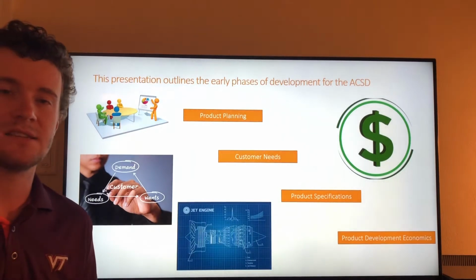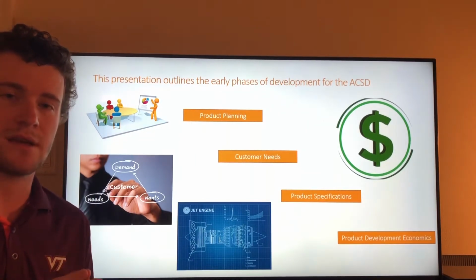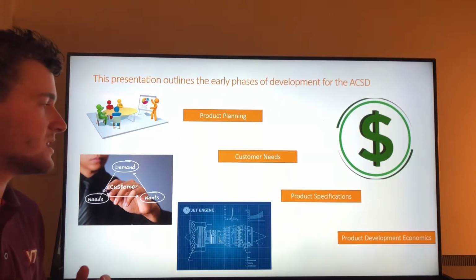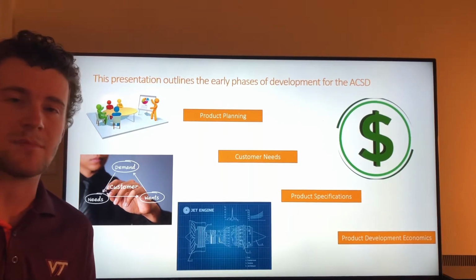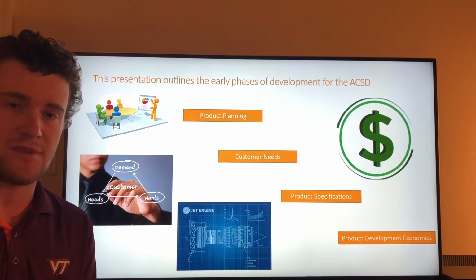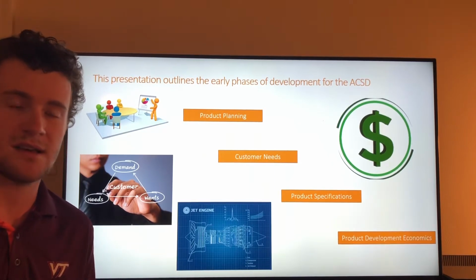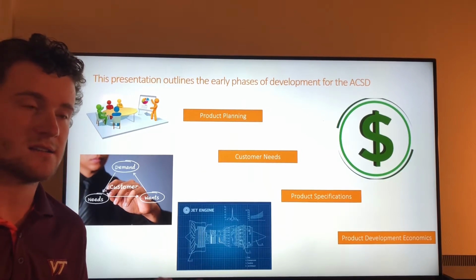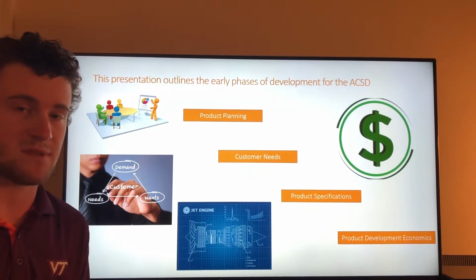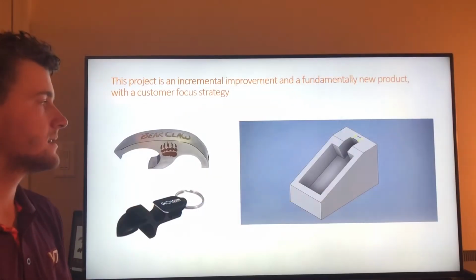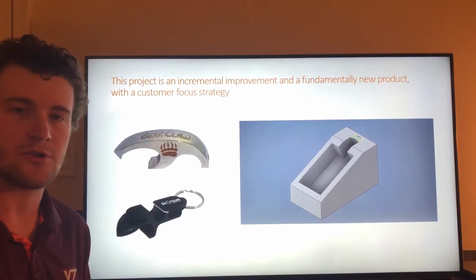This presentation will explain everything from product planning to customer needs, product specifications, and economics, and everything involved that goes into designing, creating, manufacturing, and marketing a product, and everything that goes into having a successful product. Everything from Gantt charts to economic analysis and product specifications are all very important here. A lot of planning goes into creating a product.